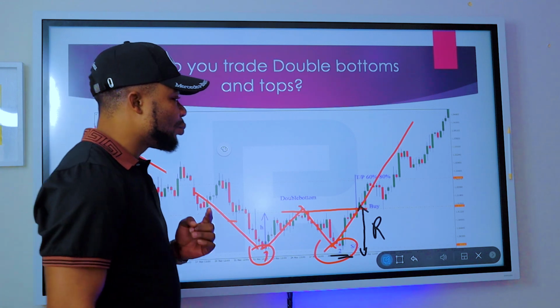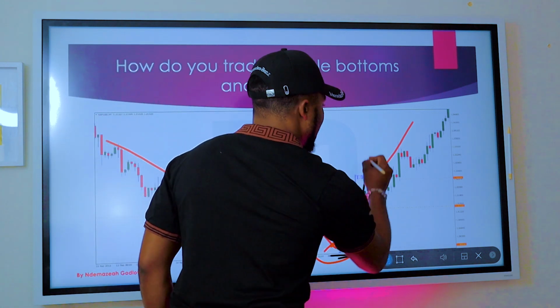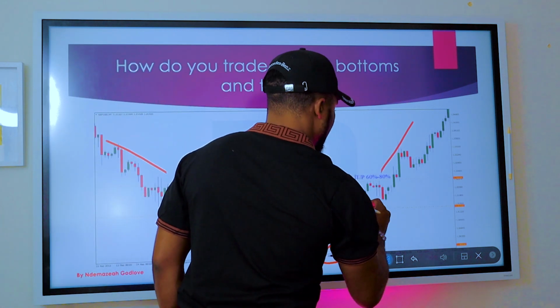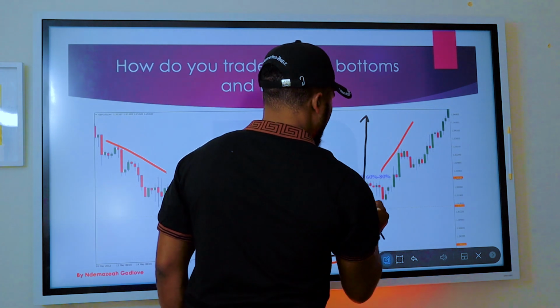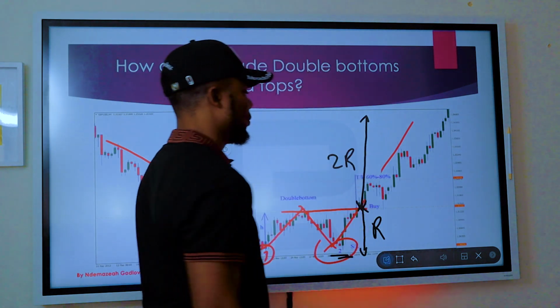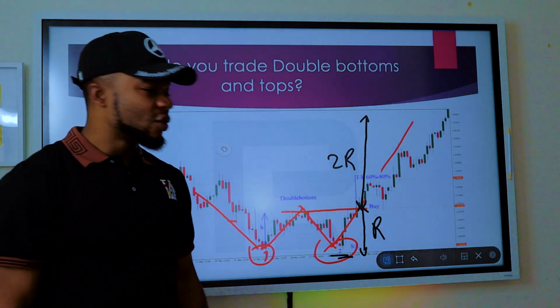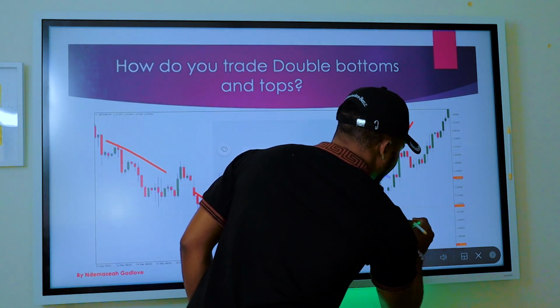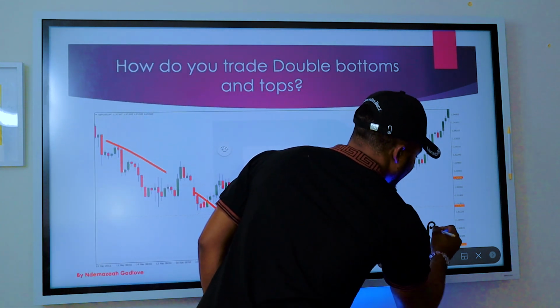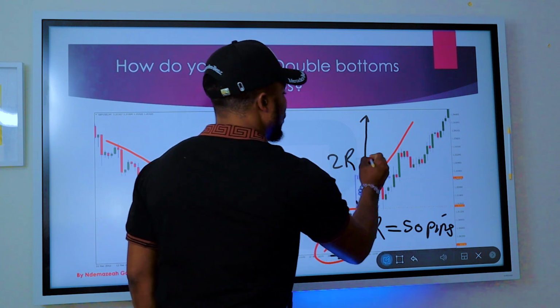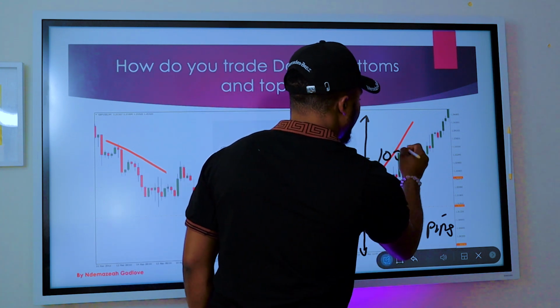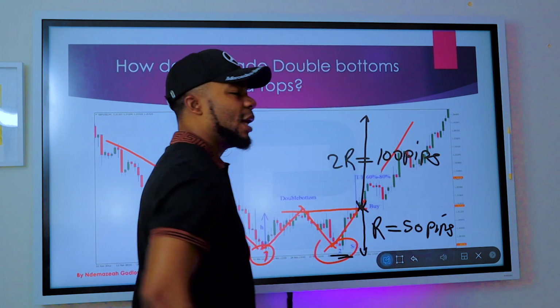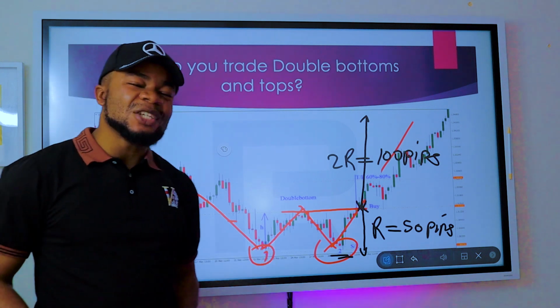Then where do you put your take profit? Your take profit should be what we call 2 arrow. So your take profit should be at least 2 arrow. If I'm risking 50 pips here, then my take profit will be what? 2 arrow will be 100 pips. As simple as that. With this, I just need to be right.